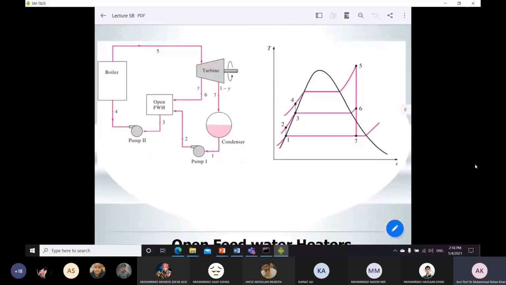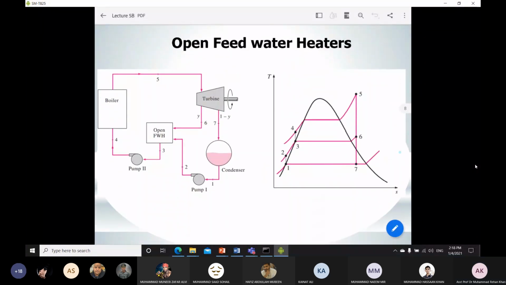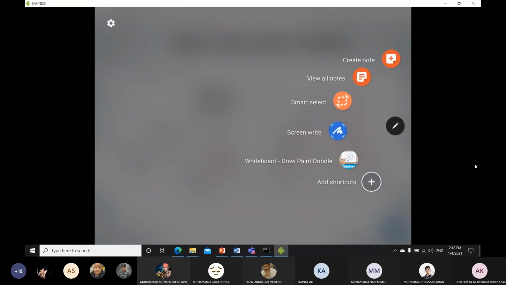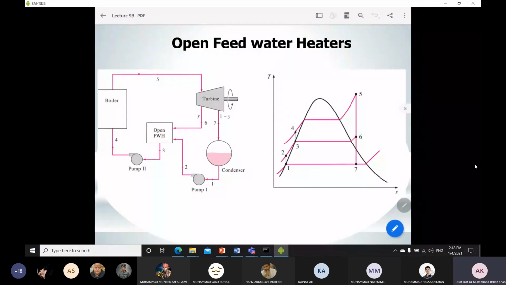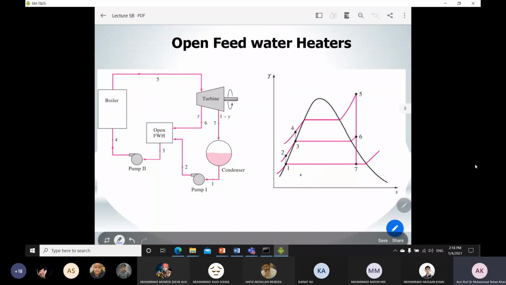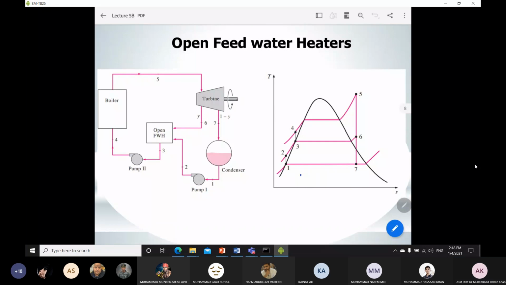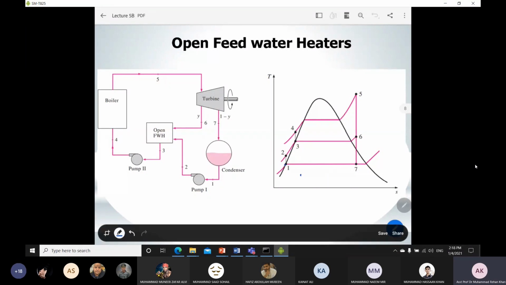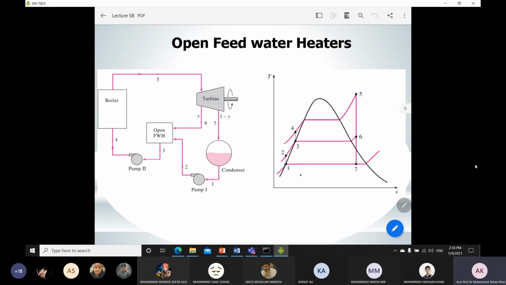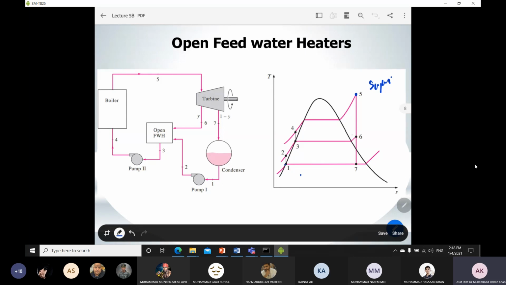Okay, so now coming towards the TS diagram for this cycle. Whenever you have to analyze it, you have to build the TS diagram. I hope there will be no difficulty. You can start with point 5 or point 1. Point 5, you already know, will be a superheated state because there will be steam. Then there will be an expansion process until point number 7.